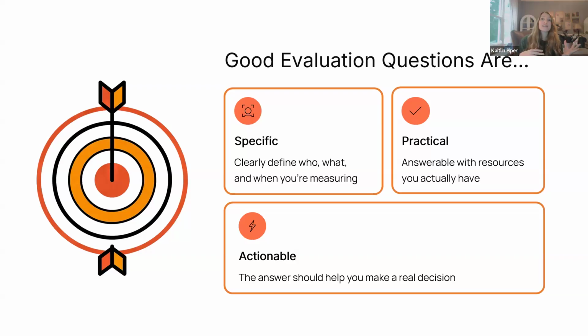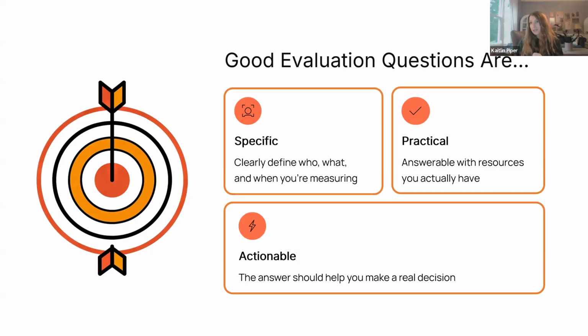So instead of asking something like, did our program work? We might ask, what percentage of participants completed at least 6 of the 8 sessions? It's defined by who, the participants, the what, the completion, and when, so 6 of 8 sessions. So it's kind of time bound. You want your questions to be specific like that.